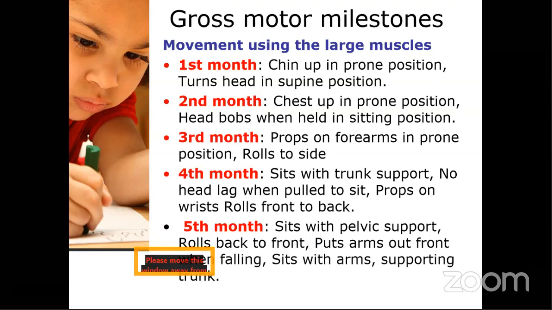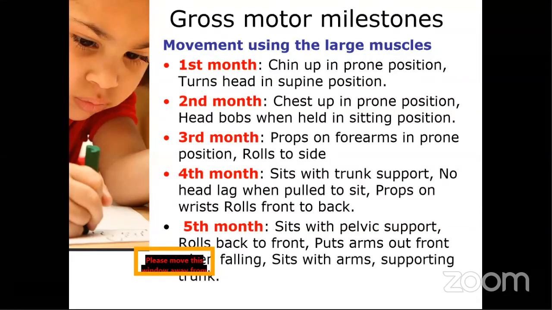Next, gross motor milestones. So what is a gross motor milestone? Using the large muscles. In the first month, what will happen? Chin up in prone position, turn sides in supine position. I will tell you how to remember all these things, because we can read these things even in the book, the PPT, or the net. Everything is normal, but how to remember these things is important.